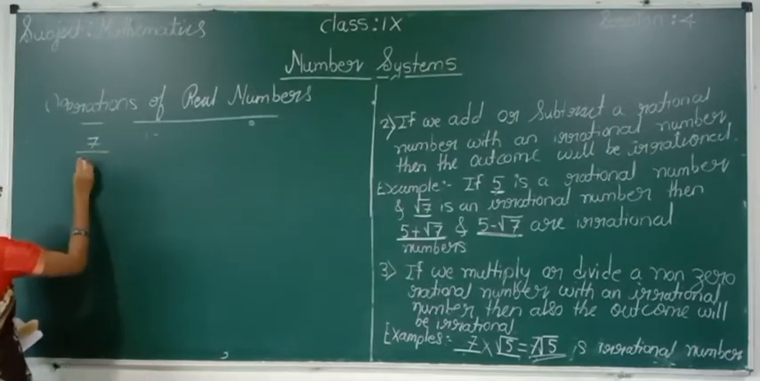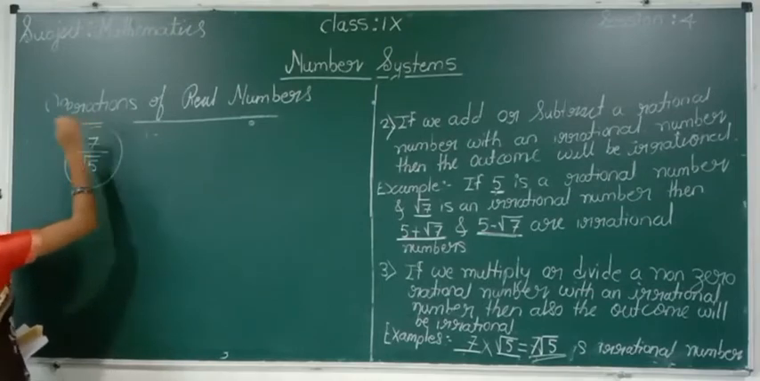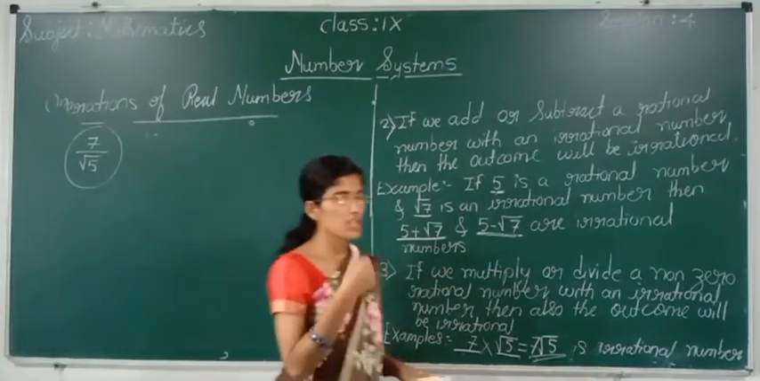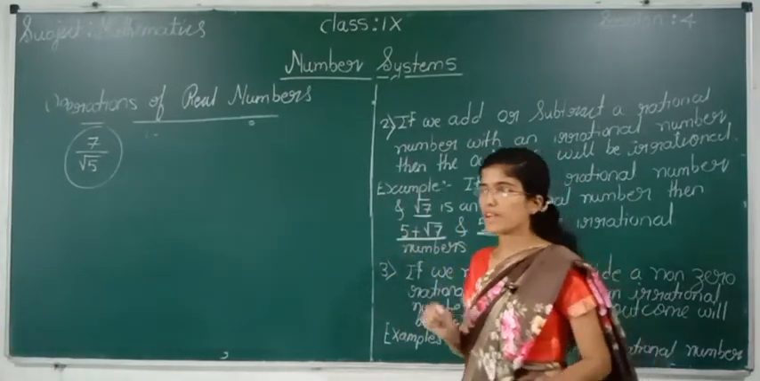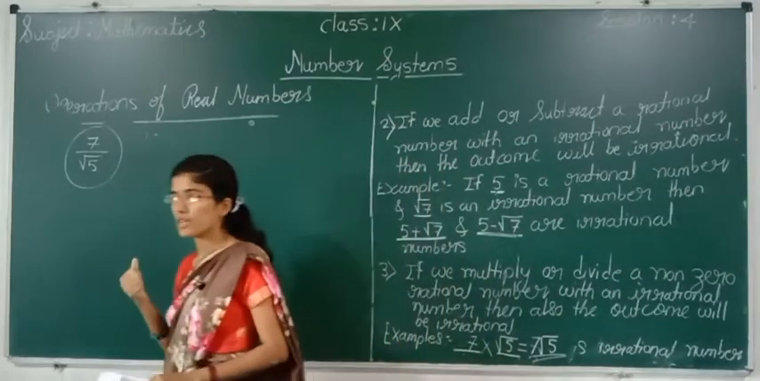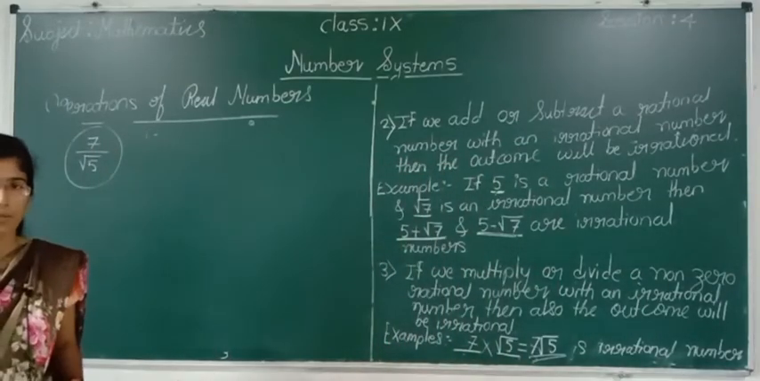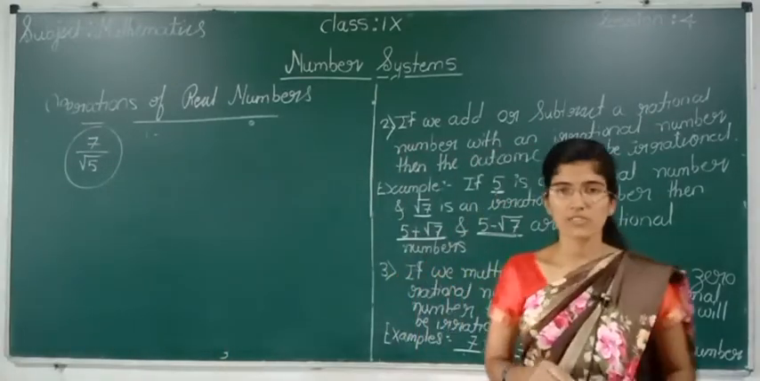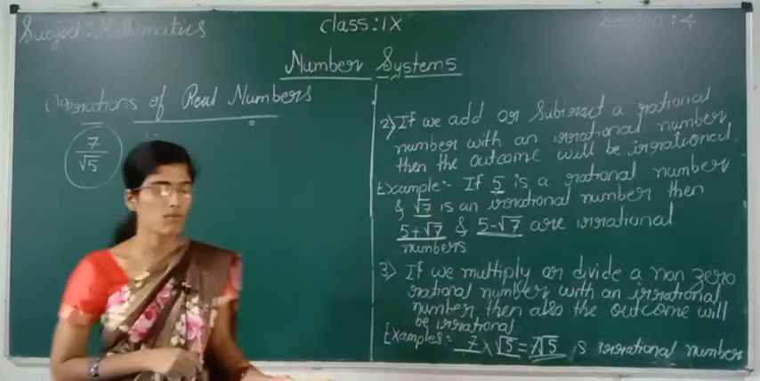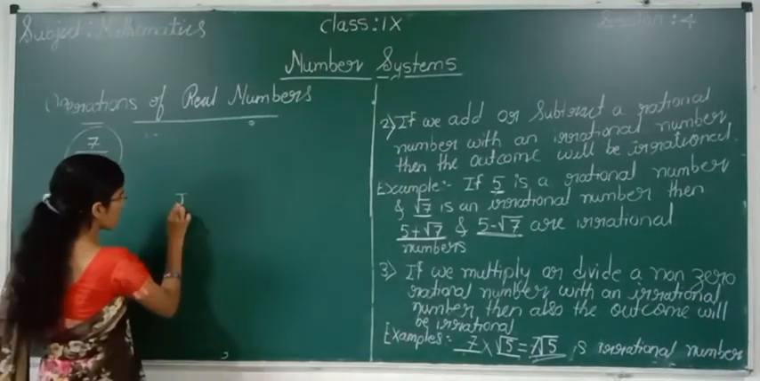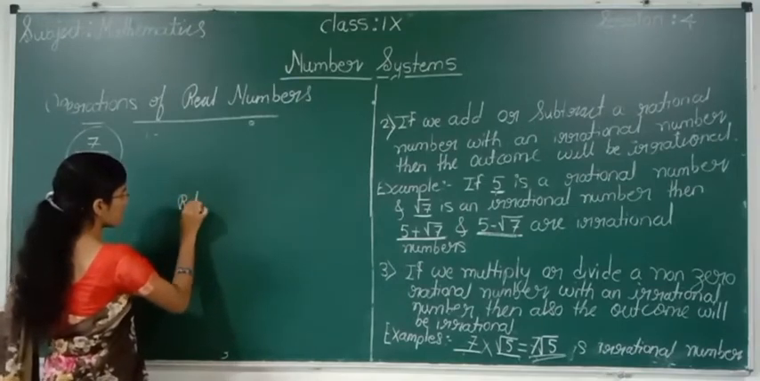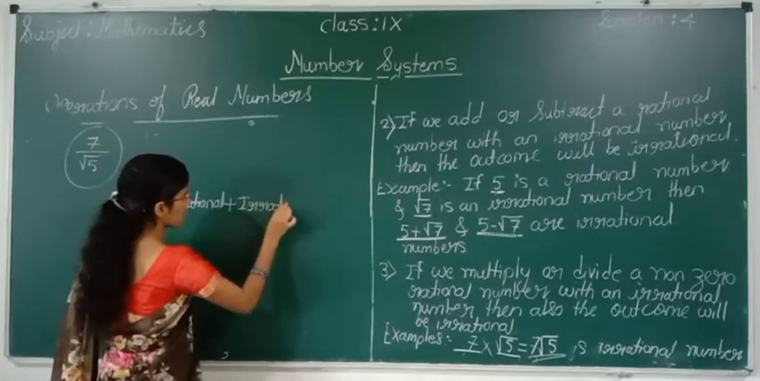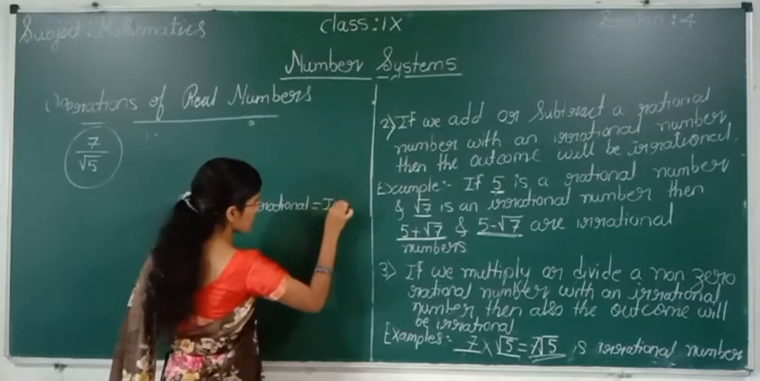If we perform division also, definitely this is an irrational number. What we can tell in general is, if we add, subtract, multiply or divide a rational number with an irrational number, definitely the answer will be an irrational number only. So what we can tell here is that if you take one rational number plus irrational number, the answer will be irrational only.